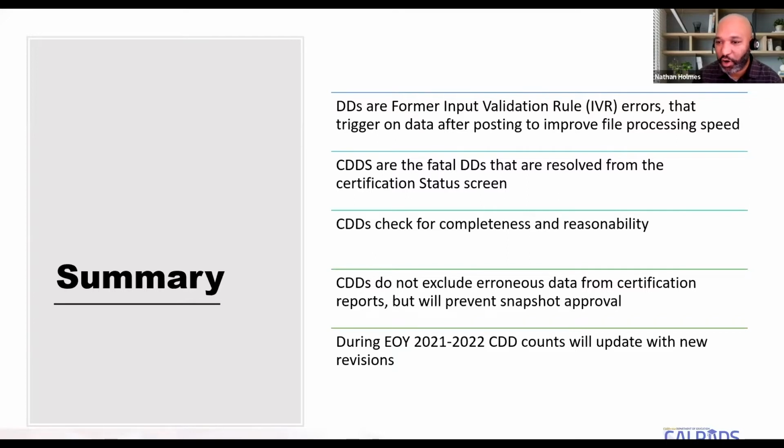The CDDs are the fatal data discrepancies that are resolved on the certification status screen. So whether it's now or fall one in the future, those data discrepancies that you see on the certification detail screen are certification data discrepancies. They are CDDs. When we say CDDs, you could think of them similar to cert errors with a different prefix. CDDs check for completeness and reasonability.